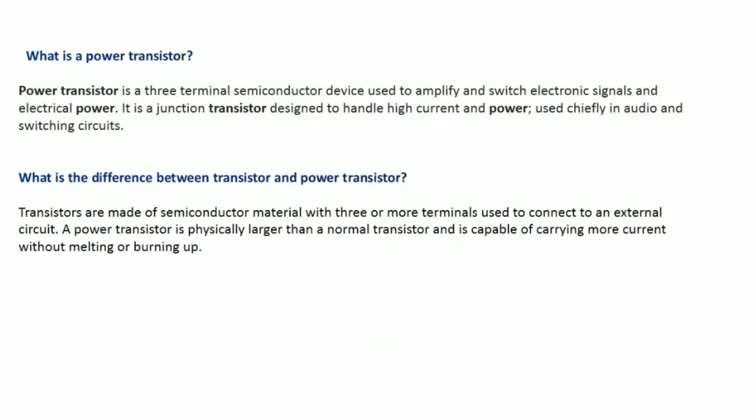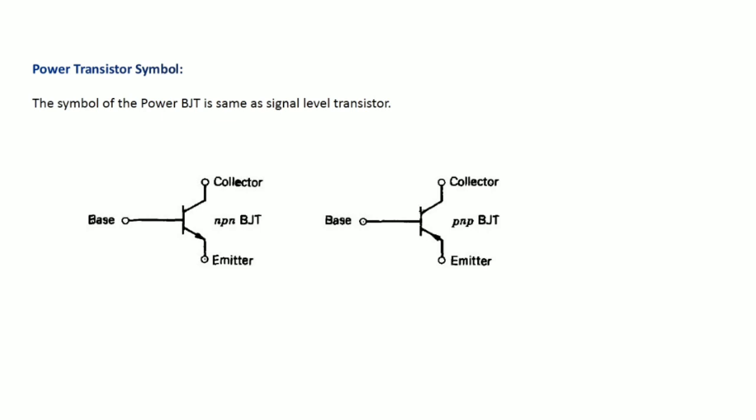Here we'll go through the basics and a little introduction of the power transistor. Just like a normal semiconductor transistor, the power transistor has three terminals: emitter, base and collector. The little difference between normal transistors and the power transistor is that the power transistor is physically larger, and it is capable of carrying more current without melting or burning up. As a precaution, we have to use heat sinks in circuits for power transistors. Here is the symbol of the power transistor.